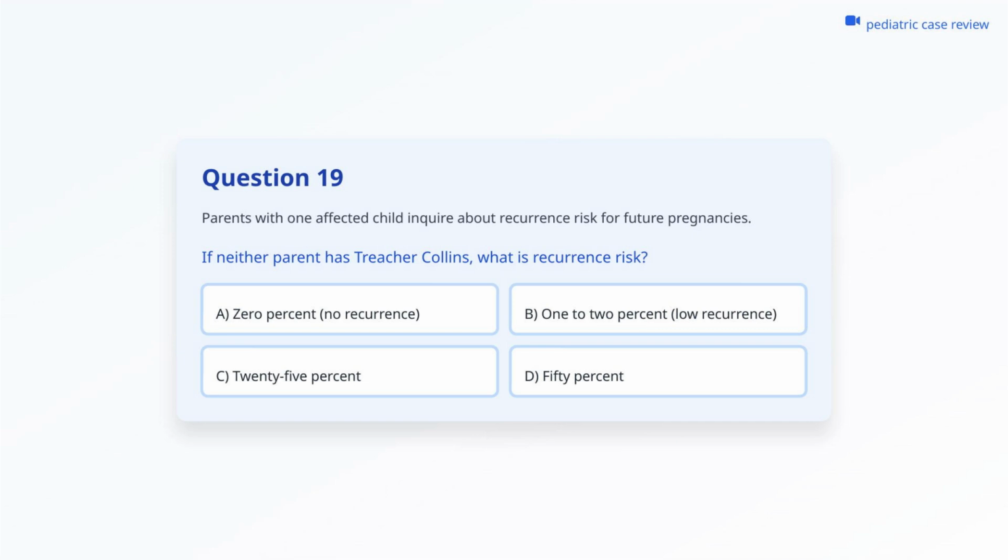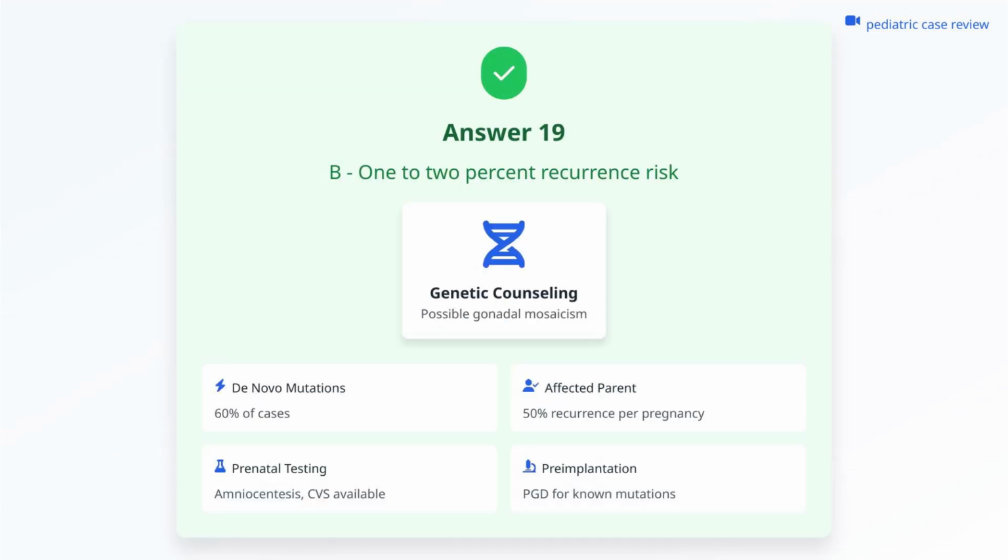Question 19. Parents with one affected child inquire about recurrence risk for future pregnancies. If neither parent has Treacher Collins, what is recurrence risk? Option A, 0% with no recurrence. Option B, 1 to 2% low recurrence. Option C, 25%. Option D, 50%. Calculate appropriate recurrence risk. The correct answer is B.